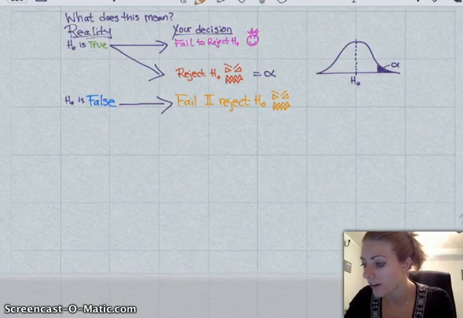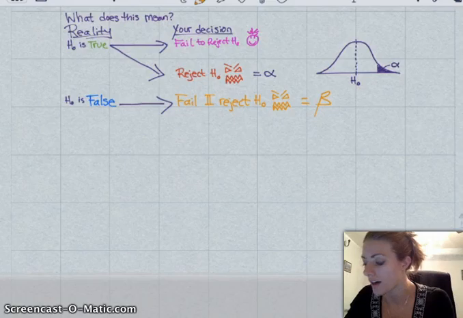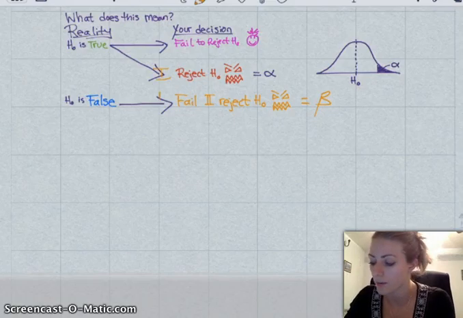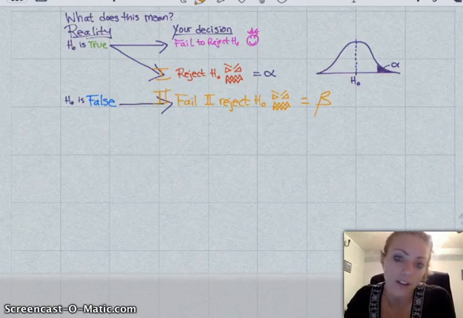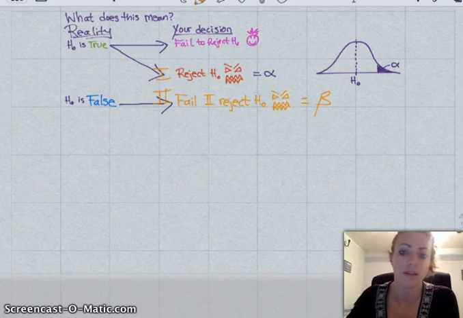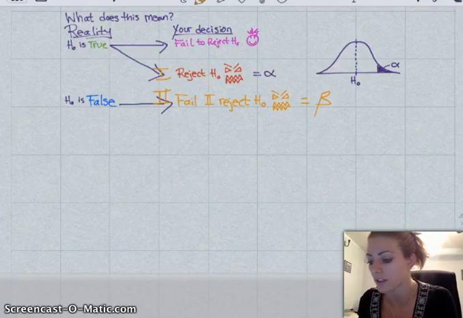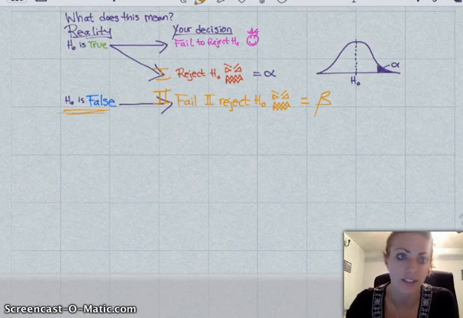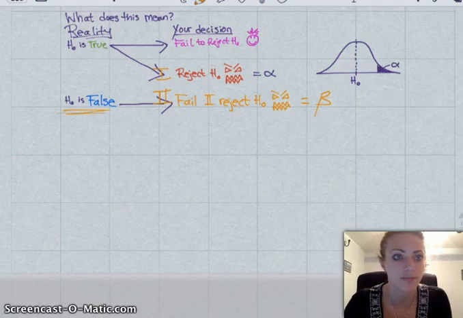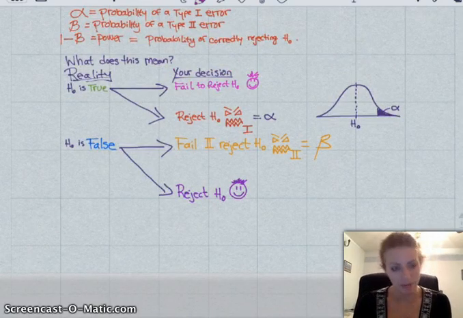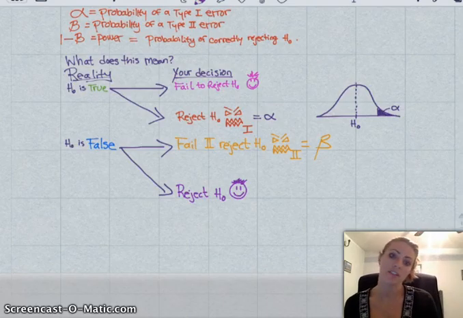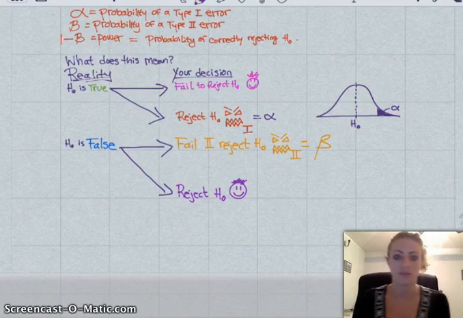Okay, so the first one was a type 1 error. Second one was a type 2 error. And now the other scenario is that we actually reject the null hypothesis when it is in fact false. Our null hypothesis is actually false and we actually reject it. So that's a good thing because we've made the correct decision. And that, my friends, is what power is. The power of rejecting the null hypothesis when it is in fact false.